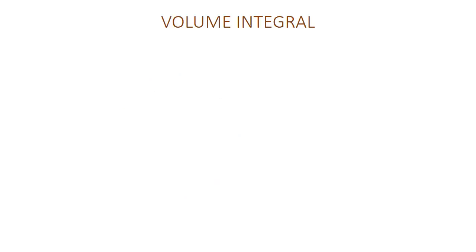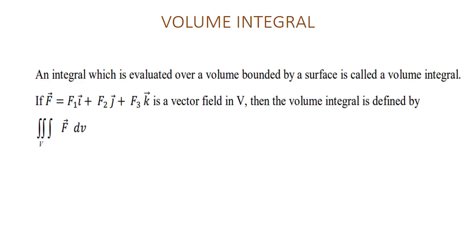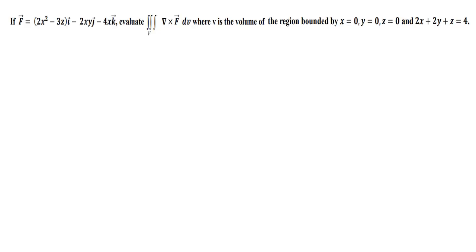Next we are going to see about volume integral. An integral which is evaluated over a volume bounded by a surface is called a volume integral. So if f vector is equal to f1 i vector plus f2 j vector plus f3 k vector is a vector field in V, then the volume integral is defined by the triple integral f vector dV. So now let us see sums based on the volume integral.